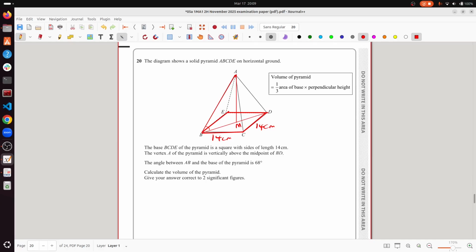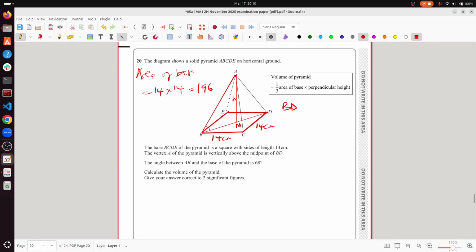So for us to find the volume of the pyramid, we need to find the area of the base. So area of base is 14 times by 14, which is 196. We also need to find the perpendicular height. And for us to find the perpendicular height, which is AM, we need to find what BD is and then half it, and then we can find our height AM.